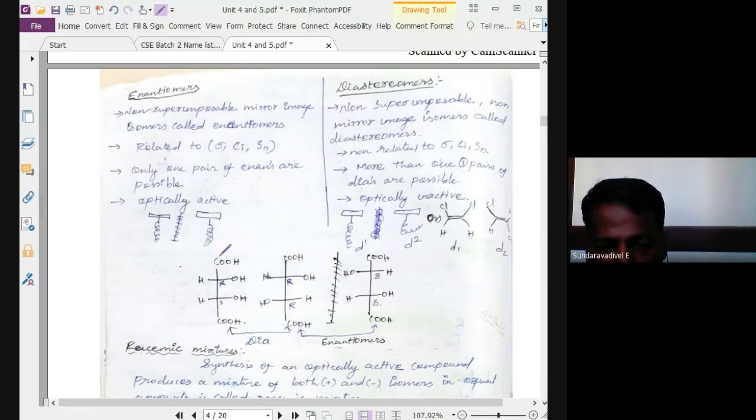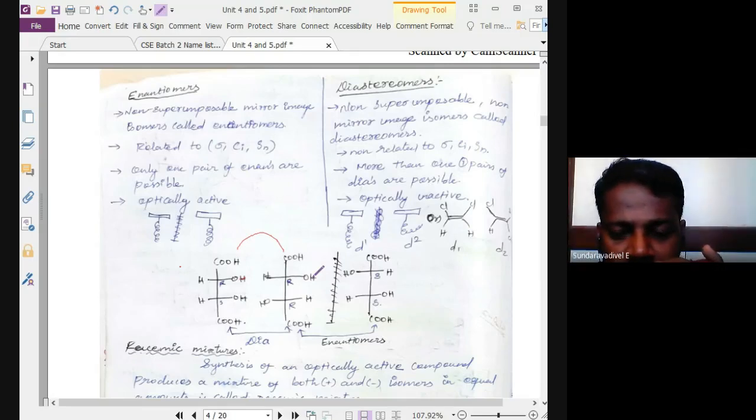Look at the first two examples. In the first one, both of the groups are on the right side. But in the second example, one of the groups is on the right side of the carbon and another one is on the left side of its carbon. Therefore this molecule is the diastereomer.